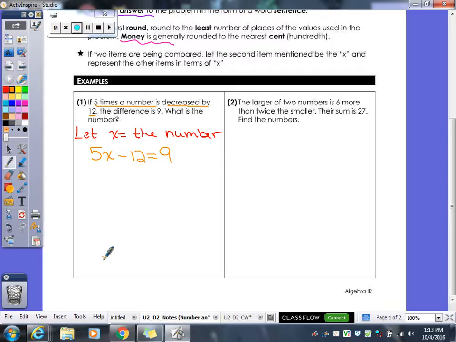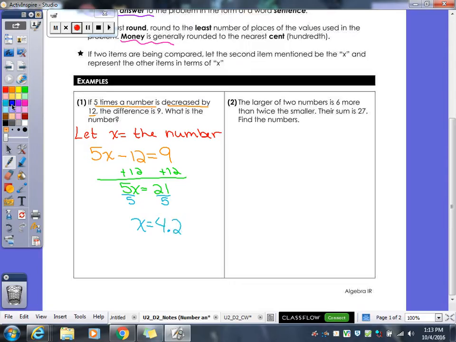So you guys know how to solve these. You did really well with these last unit. Let's have you go ahead and solve it. So we got to add our 12. So when I add my 12, I get 5x equals 21. Divide by 5, what does x equal? 4.2.